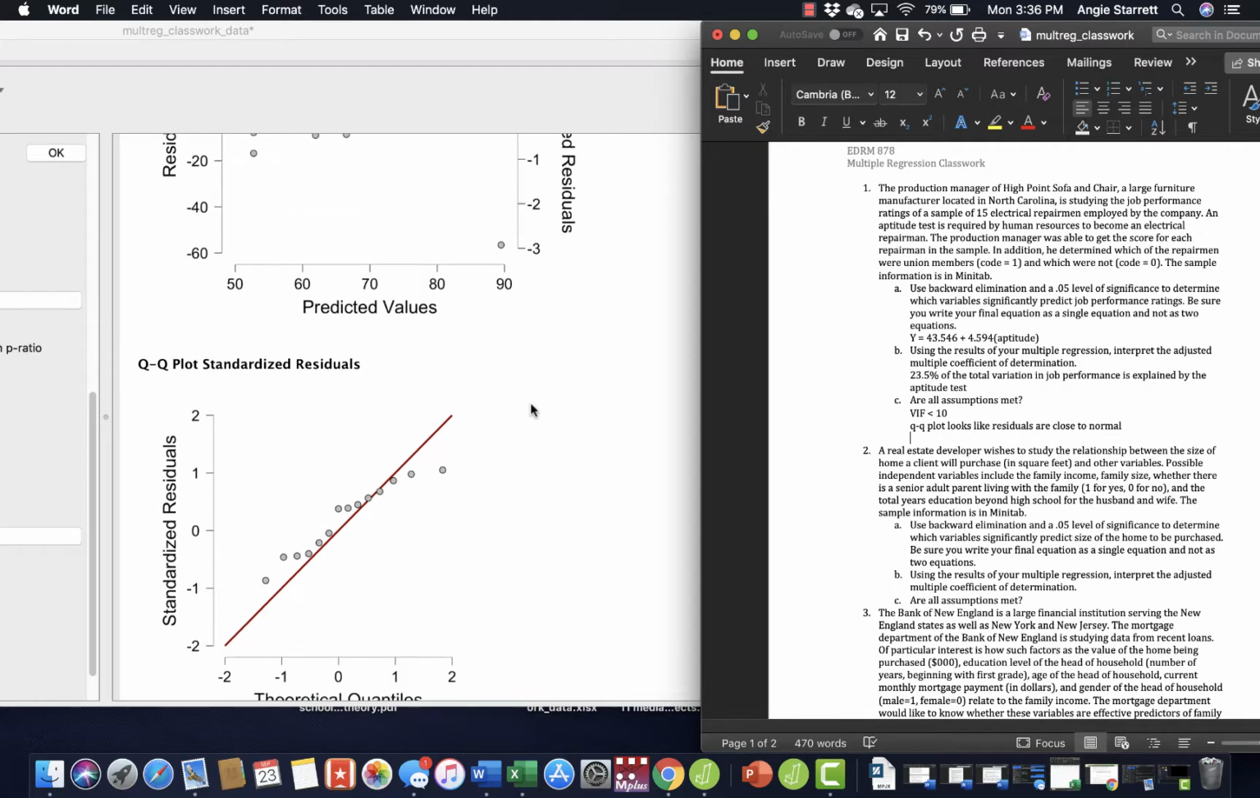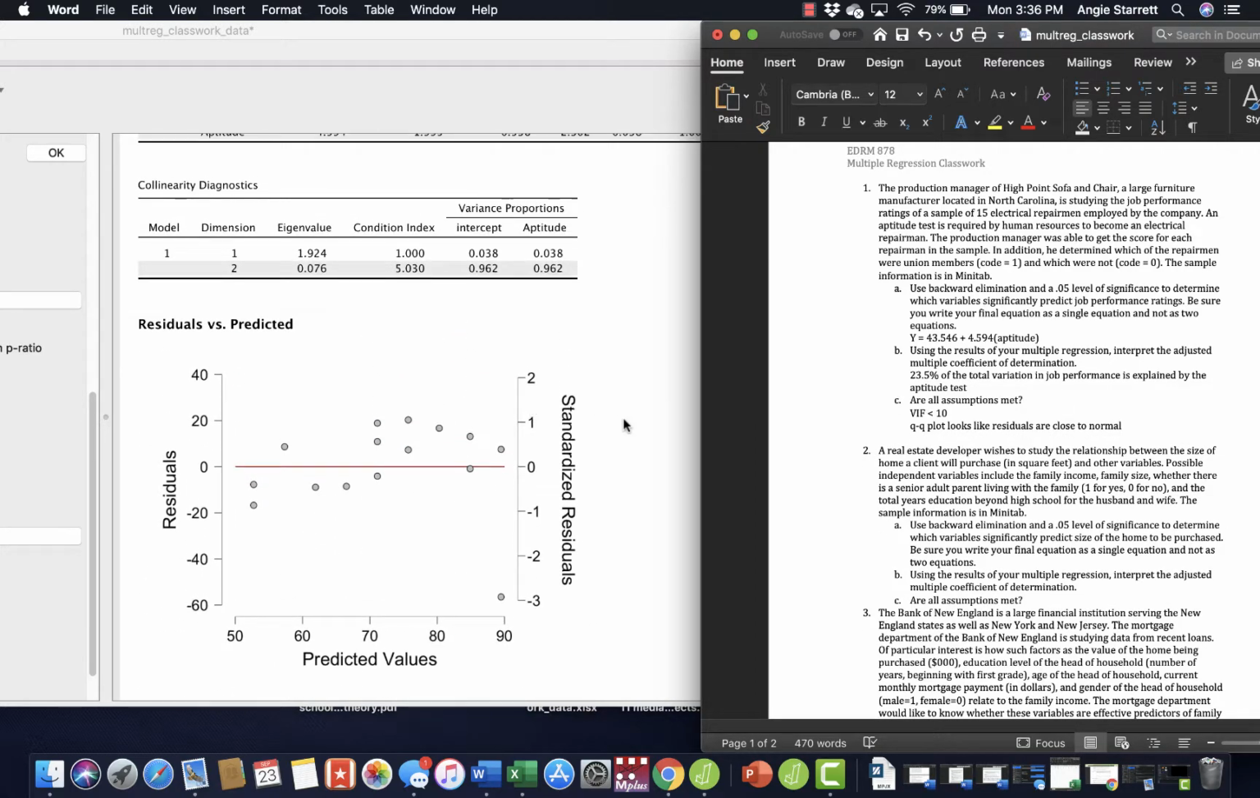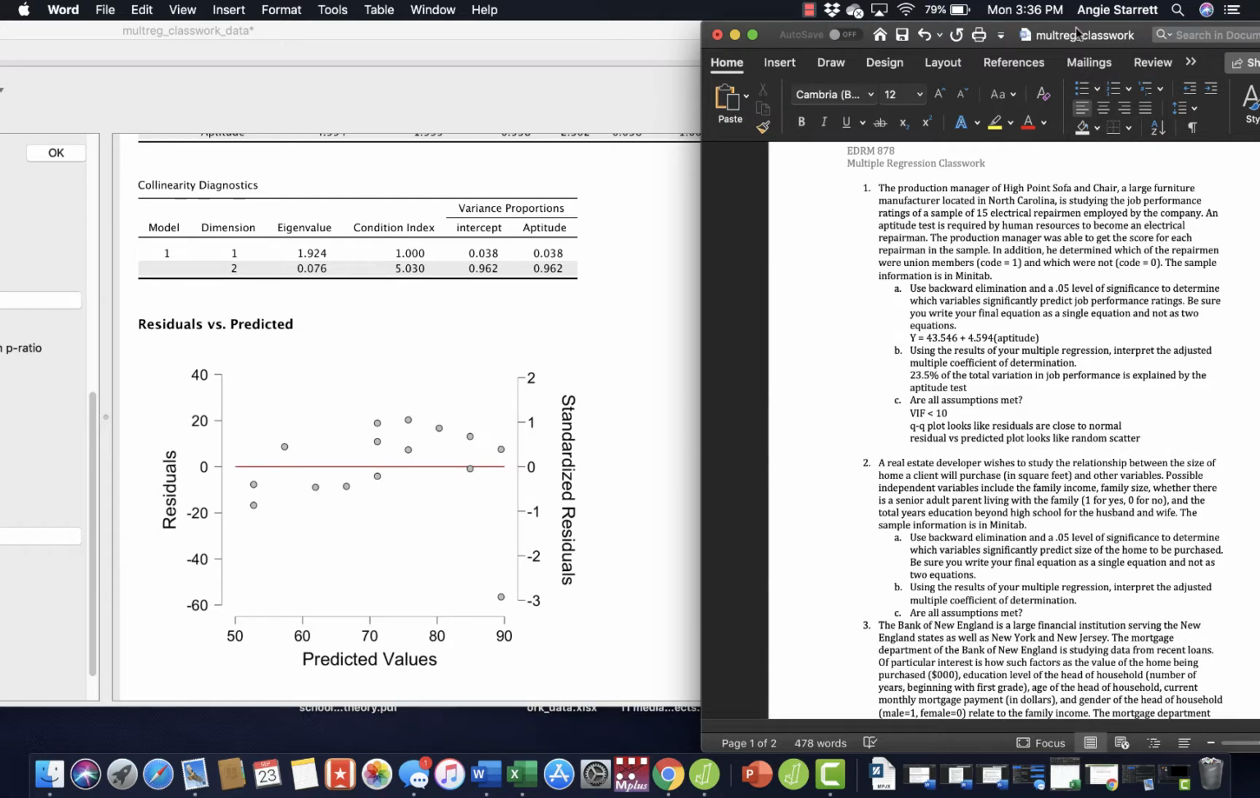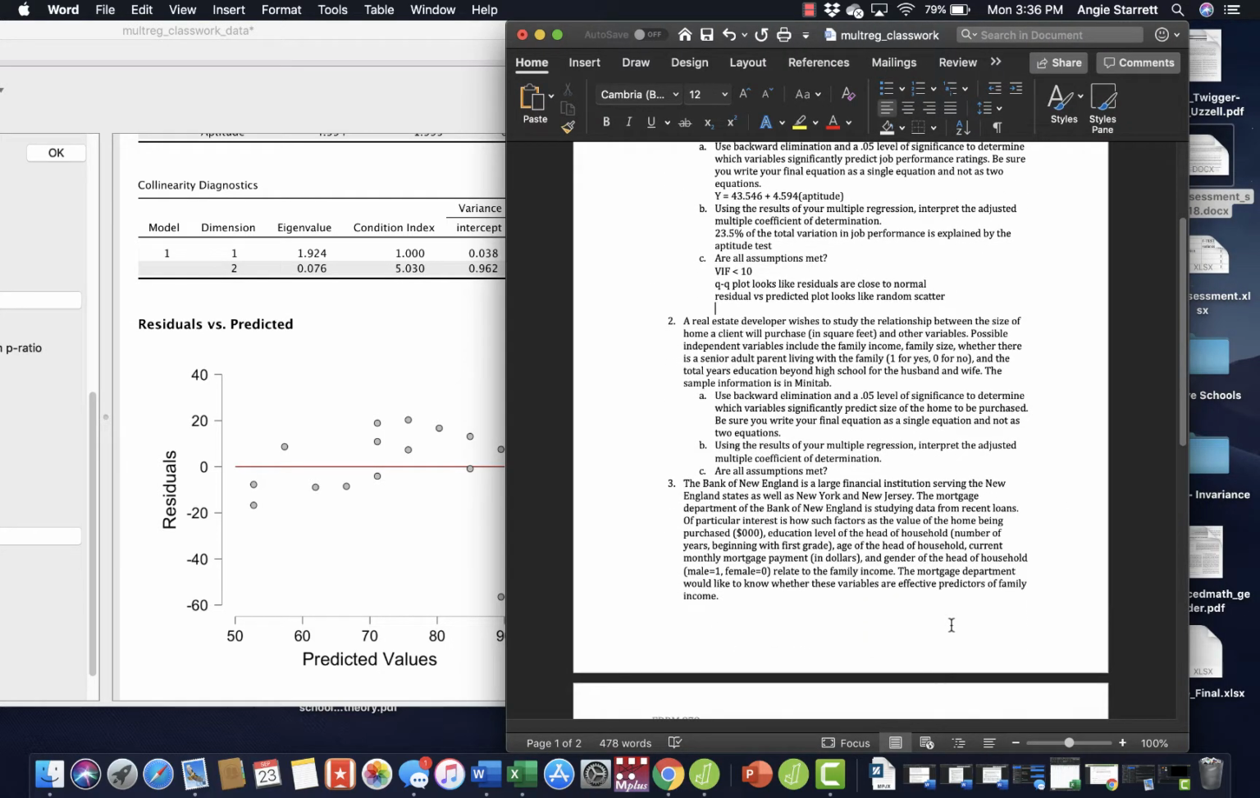All right. And then lastly, we want to look at our residuals versus predicted. Does it look like random scatter? Yeah, we don't see any kind of trend. We don't see a positive trend or a negative trend or a nonlinear trend. So I'm going to say residual versus predicted plot looks like random scatter. Okay? All right, next problem.